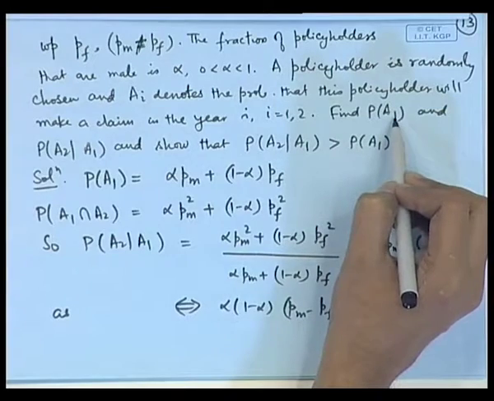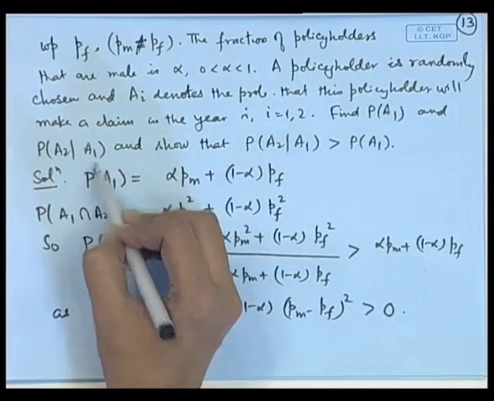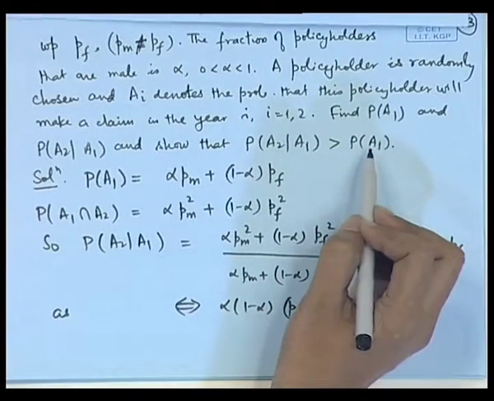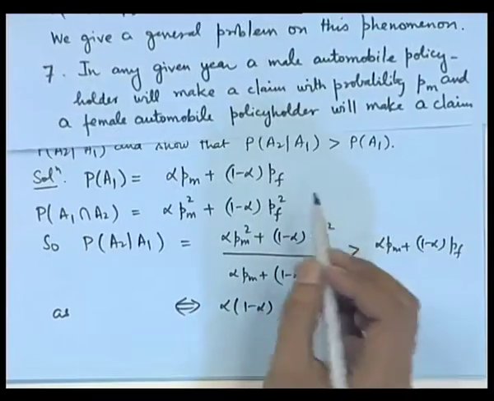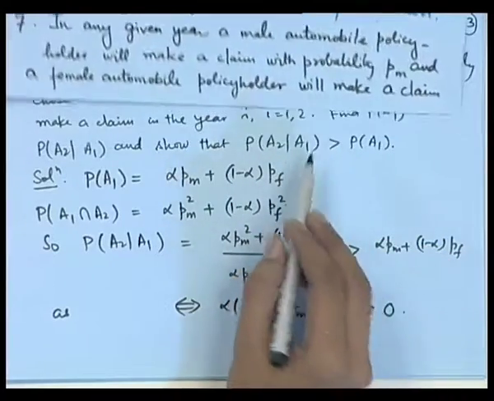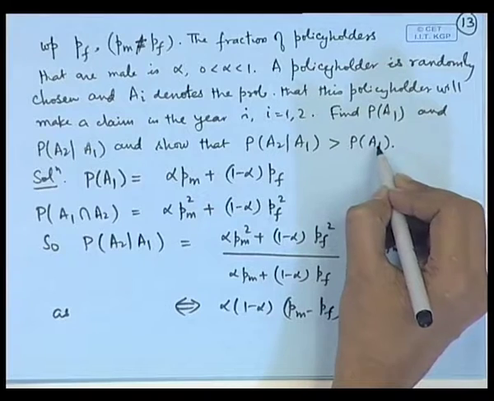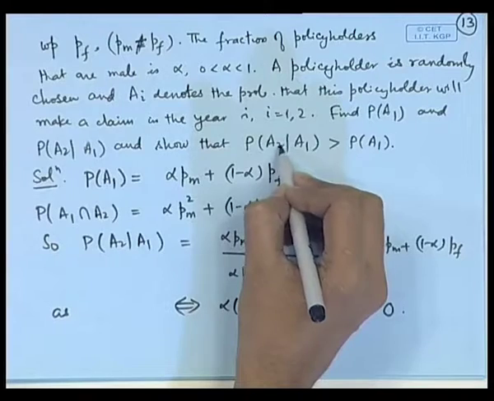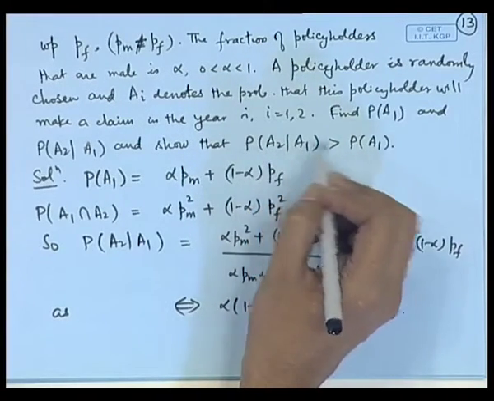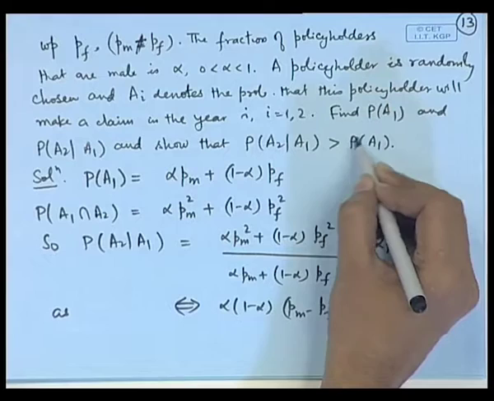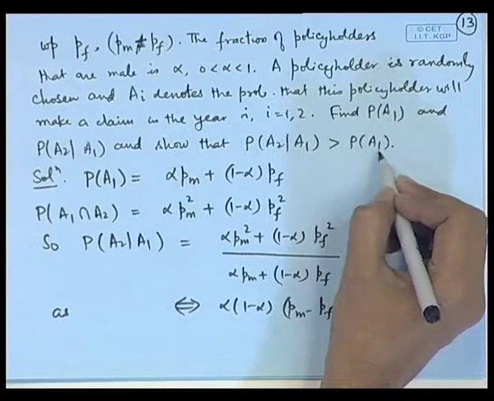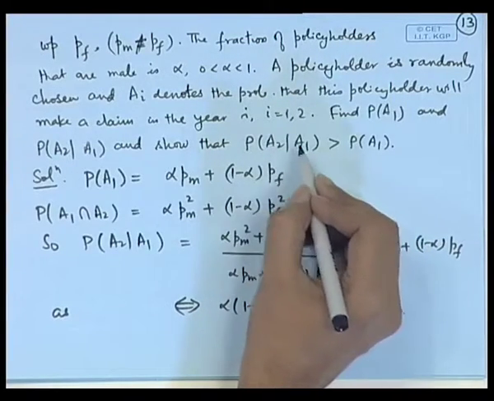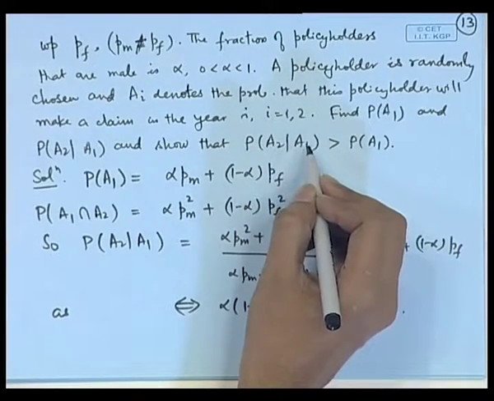What is probability of A 1? What is probability of A 2 given A 1? In general, show that probability of A 2 given A 1 is greater than probability of A 1. So, once again it is a question of repetition. That means, if the person has made a claim in 1 year, then in the second year the probability of making a claim again increases. Basically, it means that if he has made a claim, he is a more accident prone person, and therefore, it is more likely that in the next year also he will make a claim.